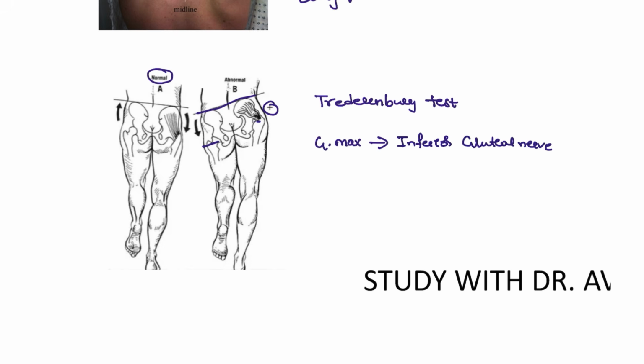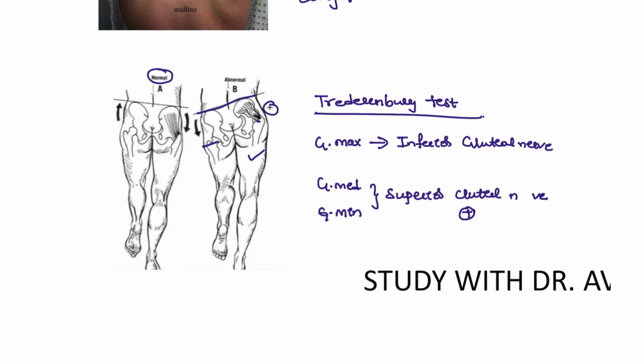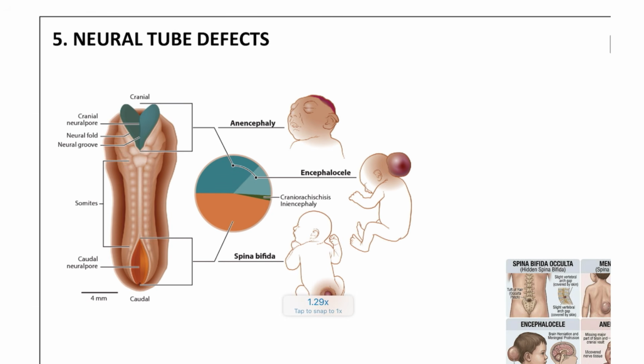Okay, gluteus medius and the gluteus minimus. These both are supplied by the superior gluteal nerve. And if there is damage to the superior gluteal nerve, this is the defect that we are going to show. And the test that we perform here is the Trendelenburg test.